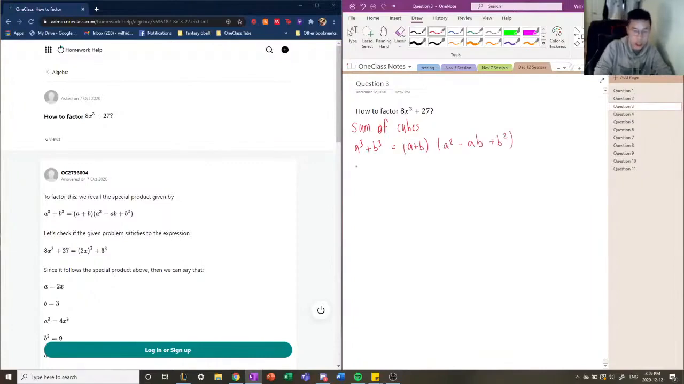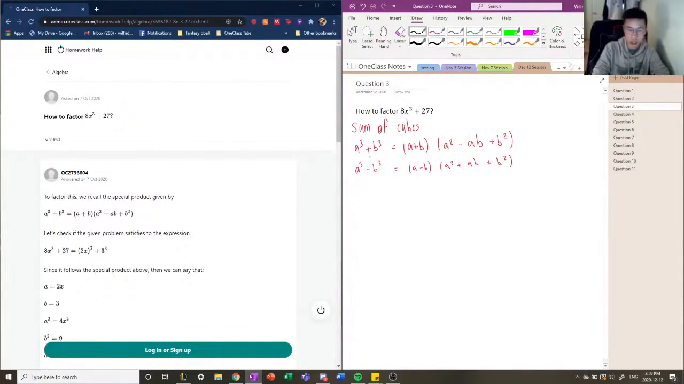Okay, so that's the first part of the sum of cubes. The second one is pertaining to a cubed minus b cubed. That will equal a minus b times a squared plus ab plus b squared. Okay, so these are the sum of cube rules, and they apply to a cubed plus b cubed and a cubed minus b cubed. All right, so looking at our original question here, we have 8x cubed plus 27.